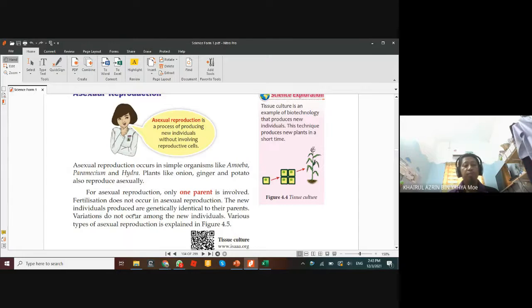Fertilization does not occur in asexual reproduction. The new individuals produced are genetically identical to their parents. Variations do not occur among the new individuals. Various types of asexual reproduction are explained in the next figure. So the new generation is genetically identical, sama seperti yang asal, genetically identical. This one shows tissue culture, an example of biotechnology that produces new individuals. This technique produces new plants in a short time, like this one. You can see. This is tissue culture.